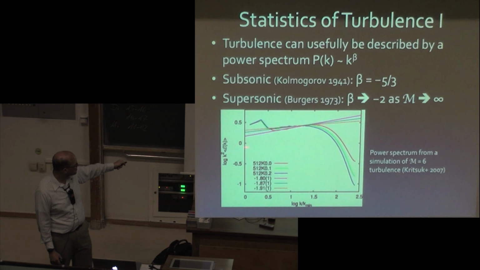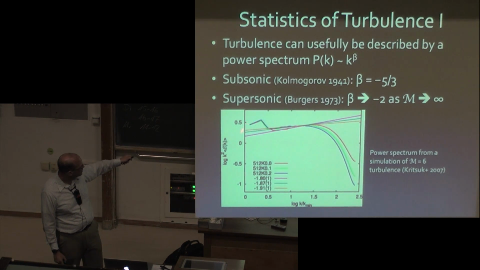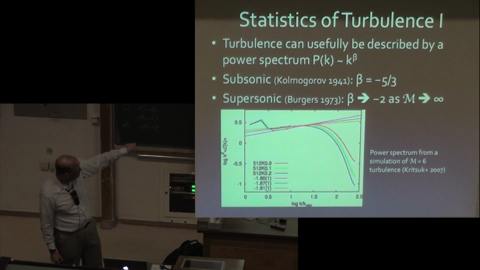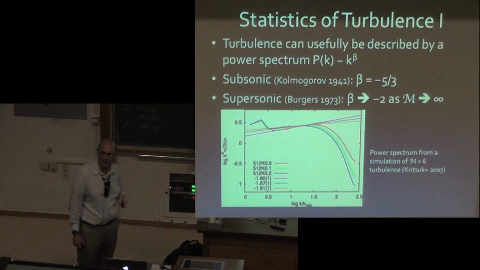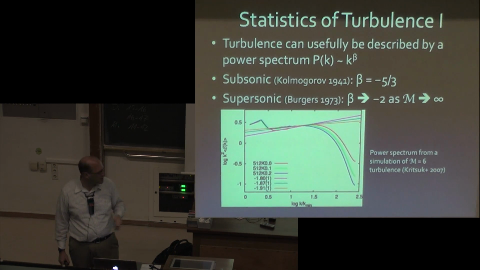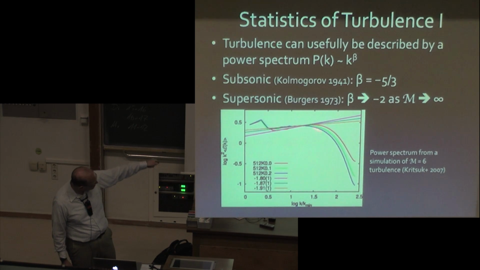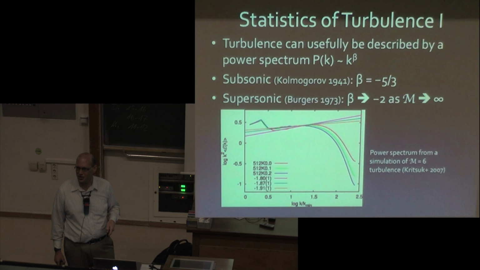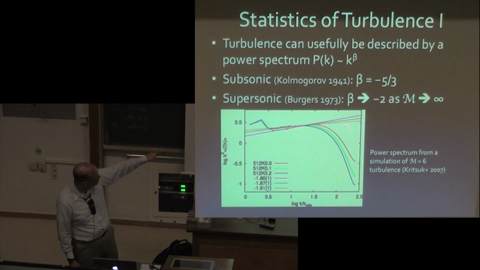Here's just a demonstration of this from a simulation. What you're looking at here is a plot of k squared times the power spectrum versus k, and you see that it's close to flat. So you get something like a k to the minus 2 power spectrum. It's dying off here because of numerical effects: you're running out of resolution, and so you get effectively numerical viscous scaling. That's what's happening here at high k.